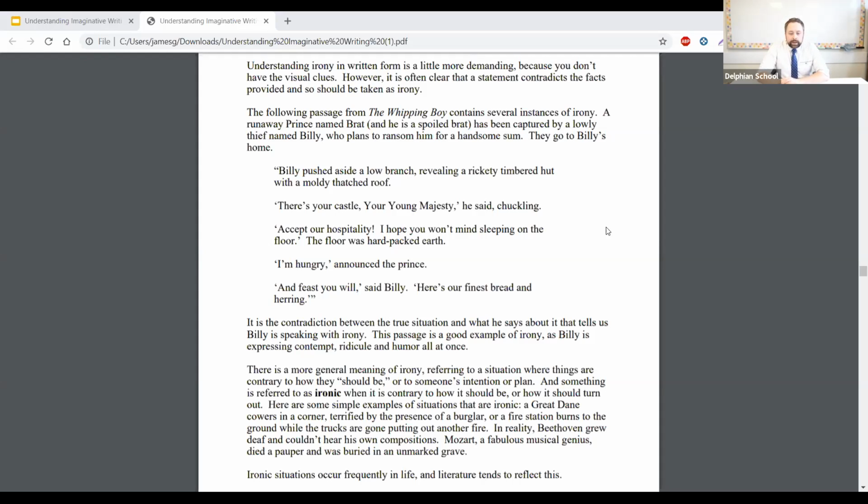Billy pushed aside a low branch, revealing a rickety timbered hut with a moldy thatched roof. "There's your castle, your young majesty," he said, chuckling. "Accept our hospitality. I hope you won't mind sleeping on the floor." The floor was hard-packed earth. "I'm hungry," announced the prince. "And feast you will," said Billy. "Here's our finest bread and herring."